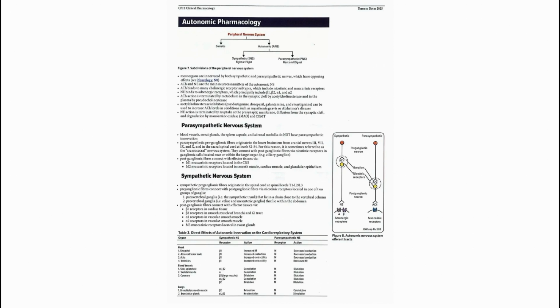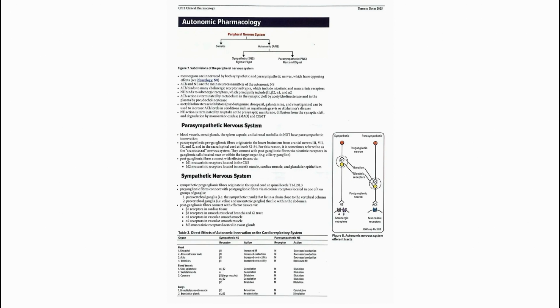Table 3. Direct effects of autonomic innervation on the cardiorespiratory system. Let's now review Table 3, which summarizes the direct effects of sympathetic and parasympathetic stimulation on the heart, blood vessels, and lungs. Heart. Under sympathetic stimulation, beta 1 receptors in the sinoatrial node increase the heart rate. Beta 1 receptors in the atrioventricular node increase conduction velocity. Beta 1 receptors in the atria increase contractility. And beta 1 receptors in the ventricle increase contractility.